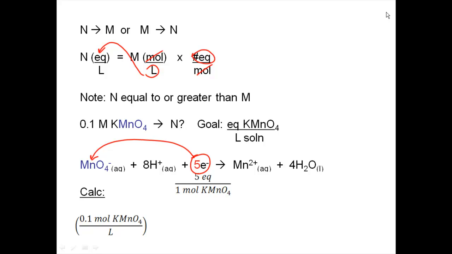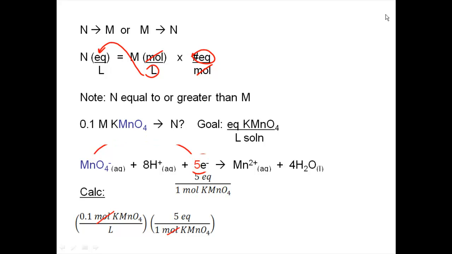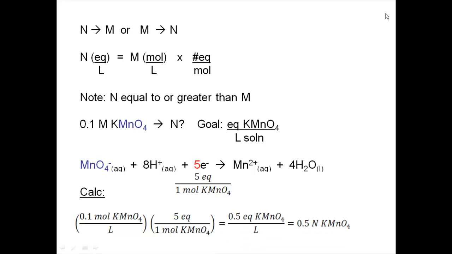I'm going to put that in relationship to get the moles to cancel. So next I will have my 5 equivalents per 1 mole of permanganate. Therefore my moles cancel out, leaving me in equivalents per liter, which then gives me 0.5 equivalents of potassium permanganate per liter. Or putting it in terms of equivalents per liter, the symbol for that is capital N, so it would be 0.5 N, meaning normality, potassium permanganate. Notice that the normality is greater than the molarity. It's always going to be equal to, if it's a 1-to-1, or greater than the molarity.